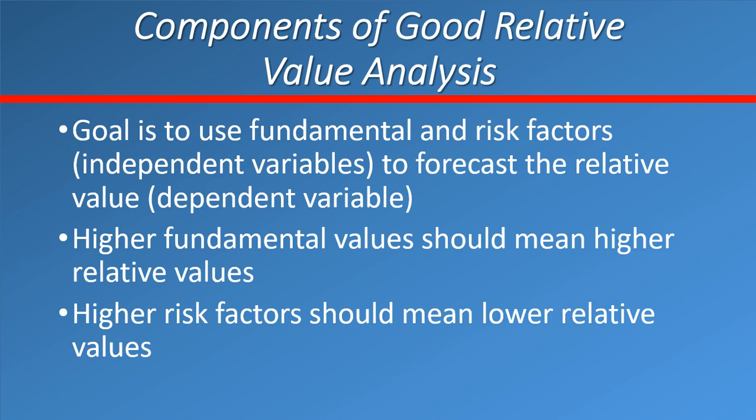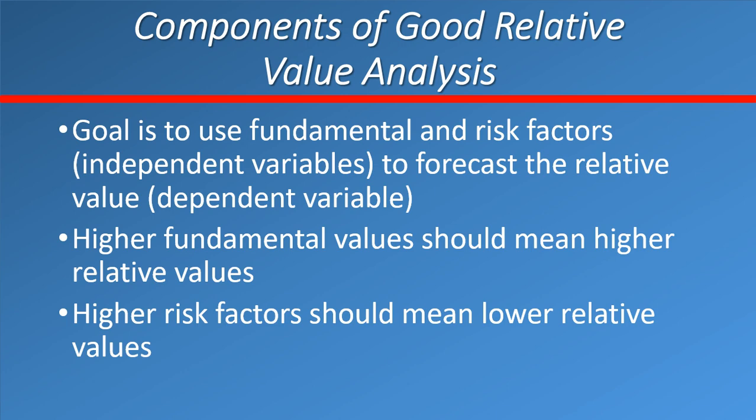So the goal here is to take the fundamental factors and the risk factors. For their house, it was number of square feet, how many bedrooms. For fundamental factors, it was, is the house in a floodplain? For the risk factors, those are our independent variables, and we're going to use those independent variables to try to forecast the dependent variable, which, in the case of the real estate, was the price of a house per square foot. In the case of a stock, we might take return on equity as a fundamental factor, and how much debt the firm has as a risk factor to try to forecast price to earnings as the dependent variable.